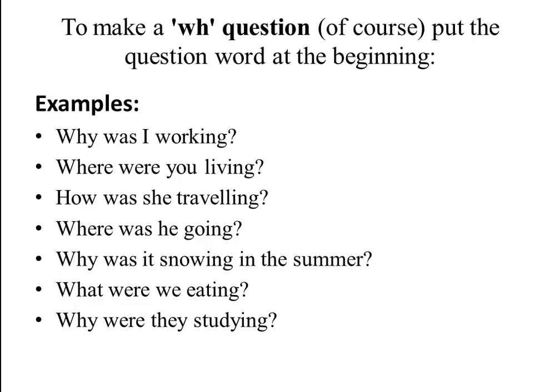Where? When do we use where, everyone? We use where to know about the place. Like, where were you living? How? When do we use how? We use how to know about the ways of doing something. Like, how was he traveling here, or how was he traveling? Where? We use it to know about the place. Like, where was he going?